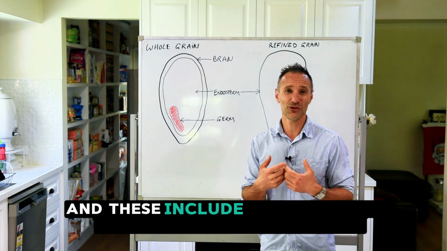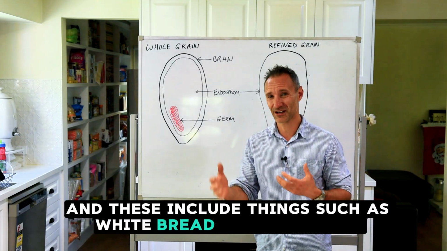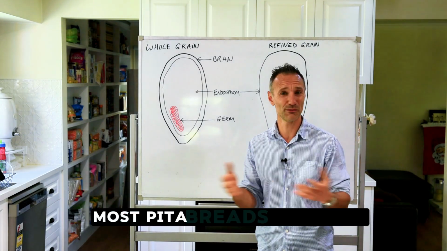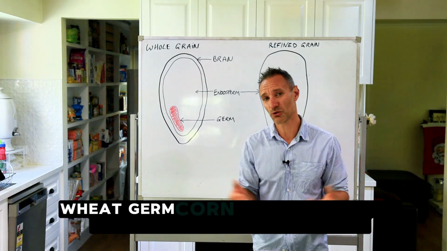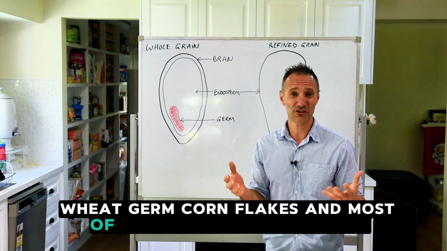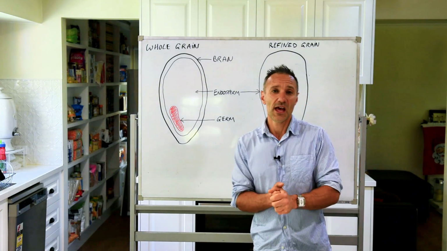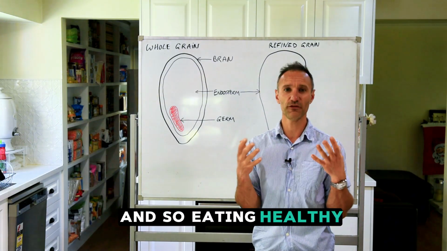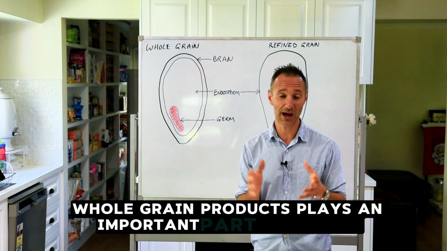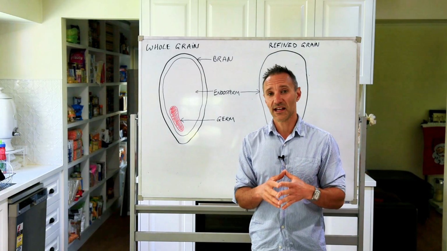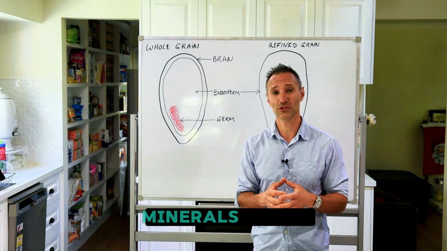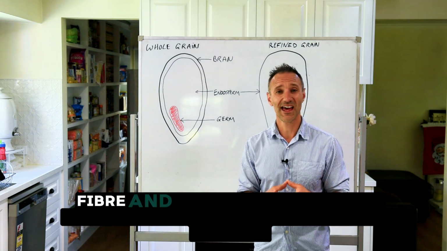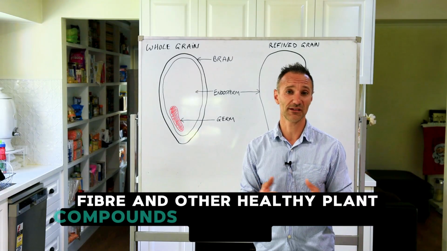These include things such as white bread or bread rolls, most pita breads, white rice, refined oatmeal, bran, wheat germ, cornflakes, and most of our ready-to-eat cereals. And so eating healthy whole grain products plays an important part in our diet. They provide important nutrients, including vitamins, minerals, protein, fiber, and other healthy plant compounds.